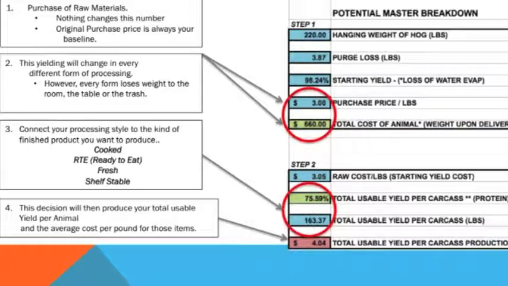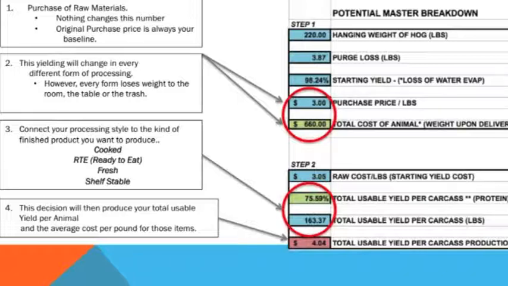You can do it differently. But I'm using this example to say that of every 220 pounds I purchase, I only have 163.37 pounds of actually usable product. That's stuff that I can actually do something with. And it doesn't change the fact that I paid $660 for it. It means that for every pound of meat, it's worth more than $3. And that's the opening argument here for this yield, is that this number is going to continue to rise through this process. Whether you make ready to cook, ready to eat, fresh, shelf-stable, it doesn't matter.